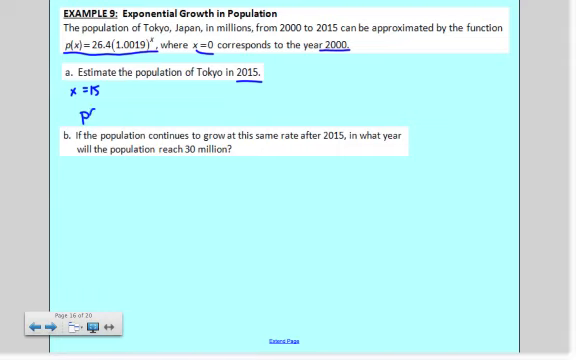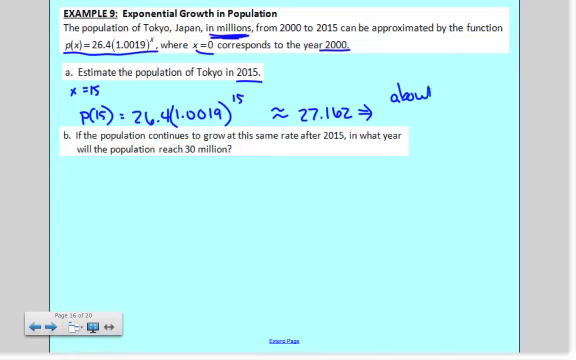And so all we want to do is substitute into your formula: P of 15 equals 26.4 times 1.0019 to the 15th, and once again that's approximately 27.162. Now the important thing in this problem is, notice it says our population is in millions, so you would not answer 27.162, you would say this is about 27 million. Okay, that's a very important thing. People, dollars, whatever.